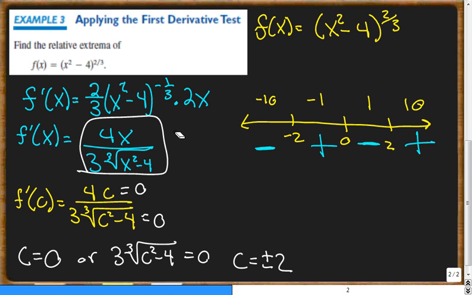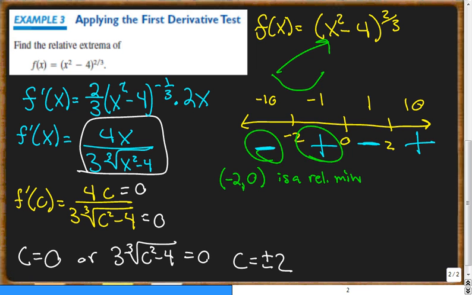So we need to go through and figure out, well, what are all these numbers? What would help us find this? So our first number here is going to be negative 2. And negative 2 is, if we plug it back into our original, up here, we should get 0. And that is going to be a minimum. That's because our slope goes from negative to positive.